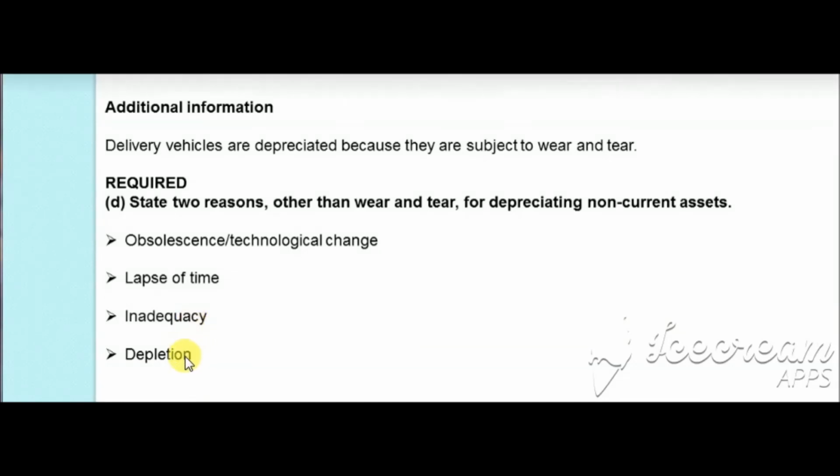And then the next reason is depletion. Depletion is for those assets which are used up or exhausted over time, like mines or oil wells. With the extraction of minerals from mines or extraction of oil from the oil wells, the value starts depreciating, and hence depreciation is required. So these are the various reasons for which we do depreciation, and with this we have completed this question.